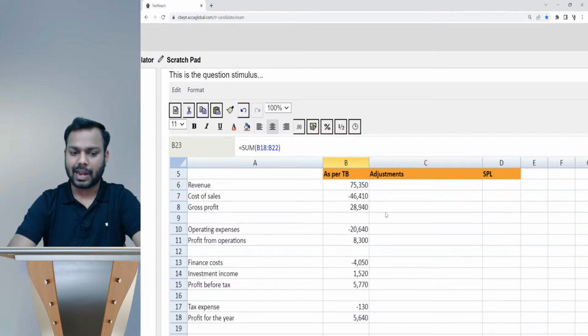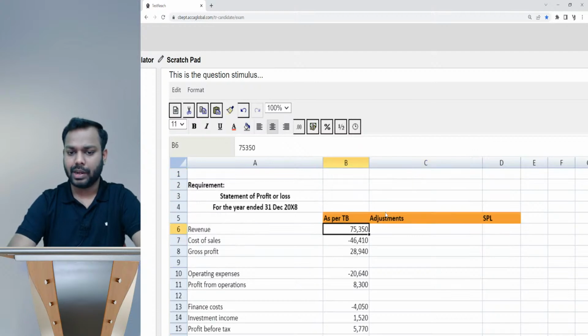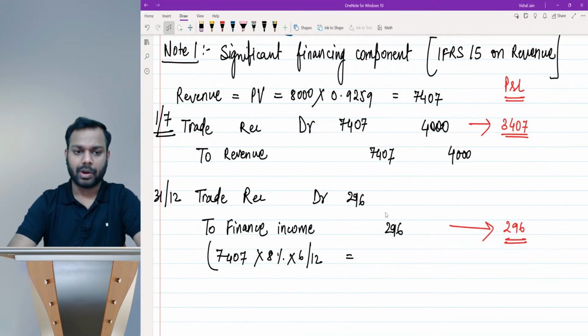So this is as per the trial balance. We have not done any adjustment so far, but now we will start doing the adjustments. Now come to our notebook, note 1.